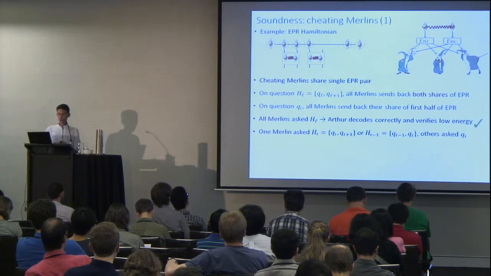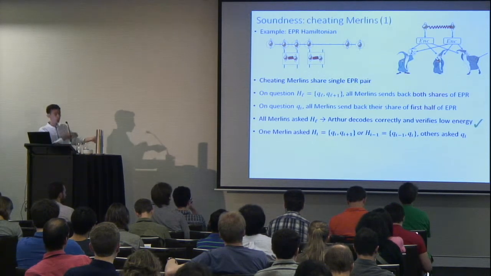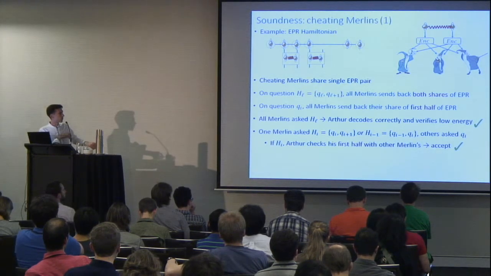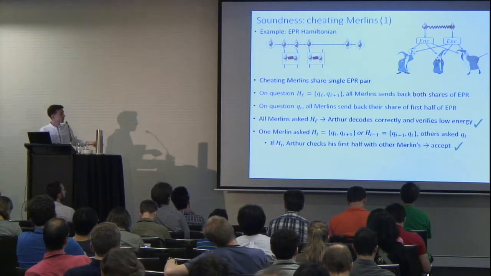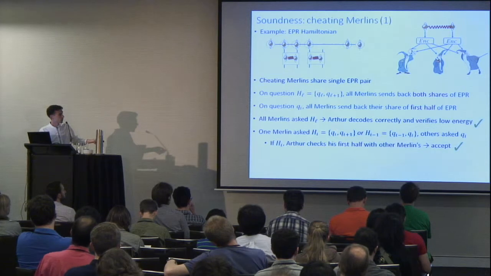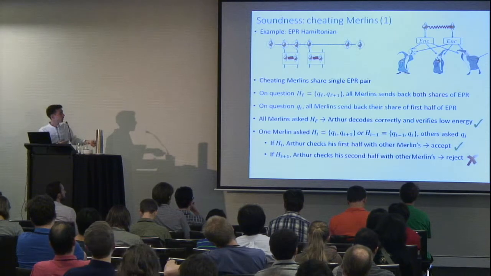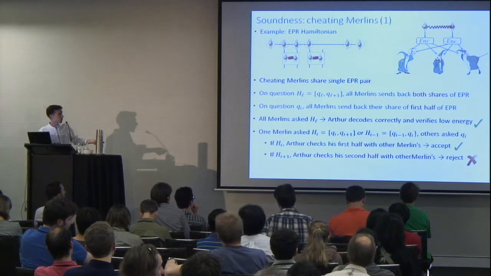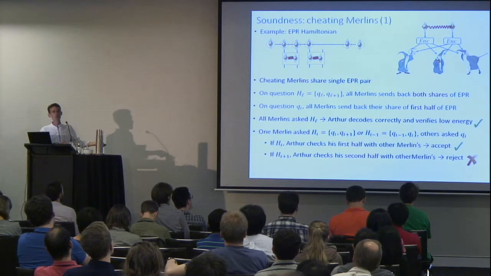Now, if we look at the other test, one of the Merlins is asked a Hamiltonian HI or another Hamiltonian, any of the Hamiltonians. And the others, let's say, are asked one of the questions, for instance, this question QI. So now, if the question to the first Merlin was this term, then the Merlins send back their first share when asked their question. This matches the first share that this guy is sending back, so the decoding is going to work correctly, and this will be fine. But in the other case, if the one special Merlin is asked for this term, he again sends back both shares, but then I'm going to check the first share of the other guys with his second share. And that's not going to work out.